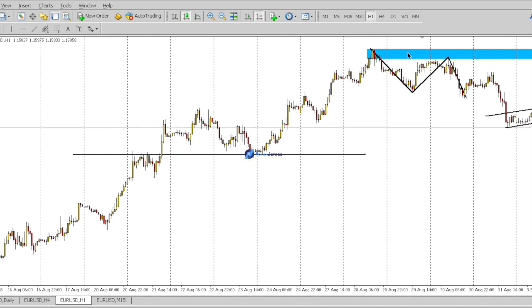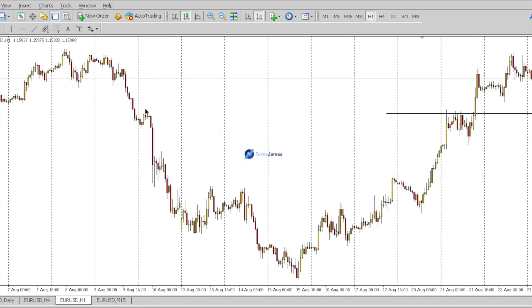Okay, essentially the rectangles and the lines are just zones. Okay, it will not hold to the very pip, and therefore you need to set your stop loss wide enough for it to withstand the whipsaw or the noise. Okay, let's look at this level here.